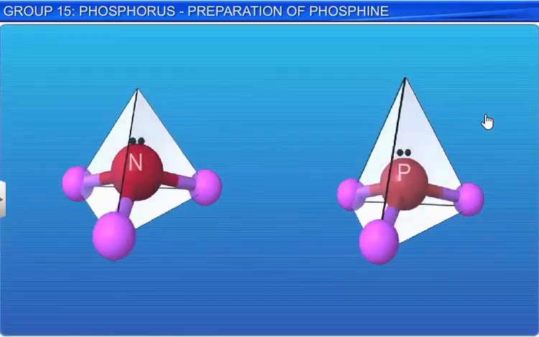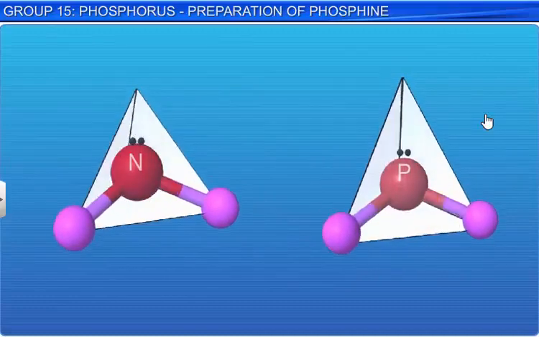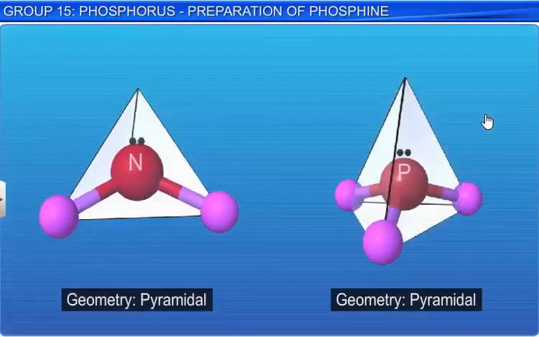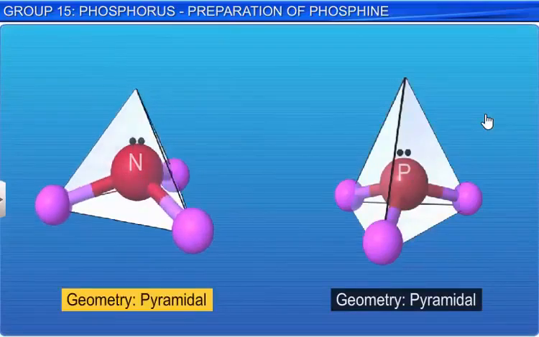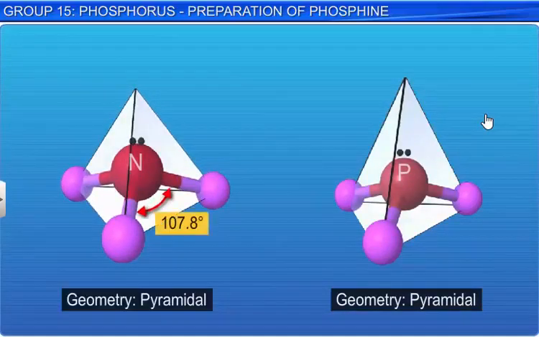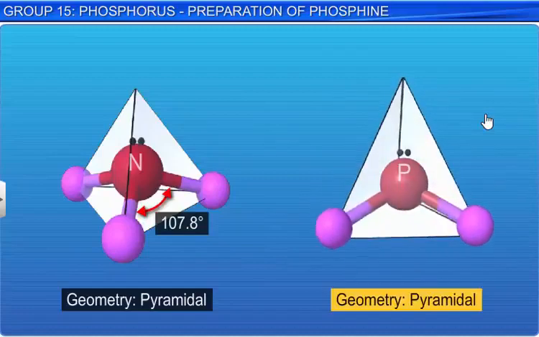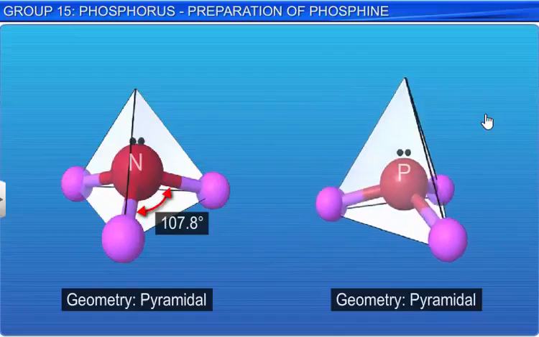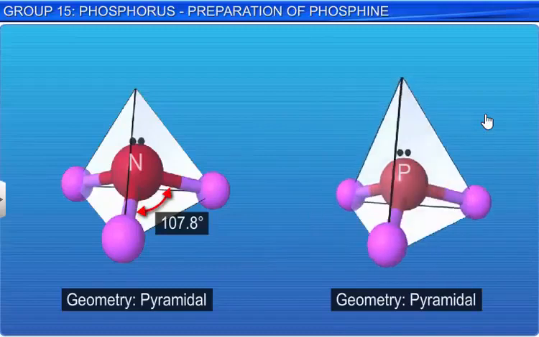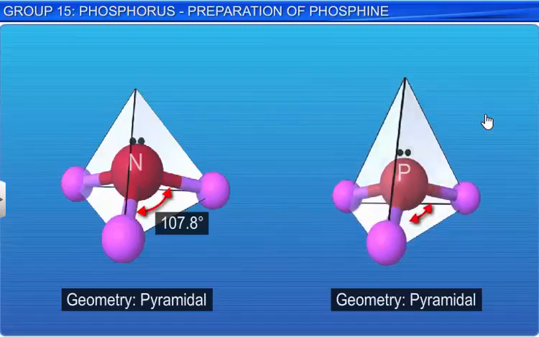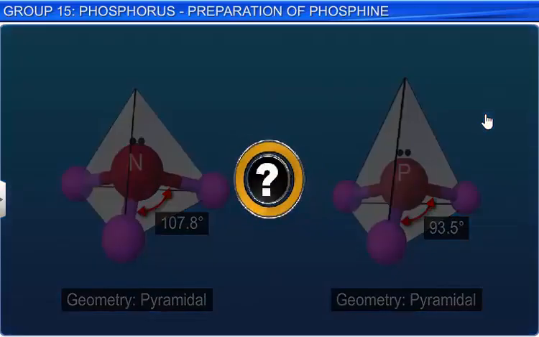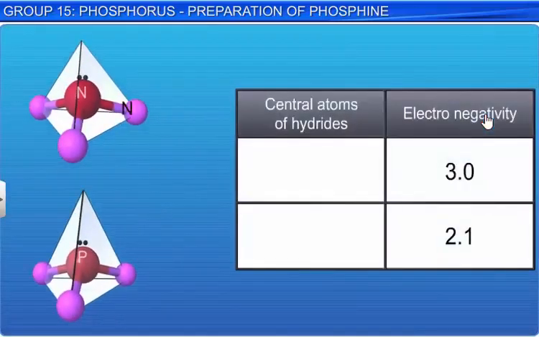Next, let us see how phosphine differs from ammonia as far as bond angle is concerned. You already know that ammonia has pyramidal geometry with a bond angle of 107.8 degrees. Similarly, phosphine is also expected to have pyramidal geometry with nearly the same or similar bond angle. However, the bond angle in phosphine is only 93.5 degrees. How do you account for this?